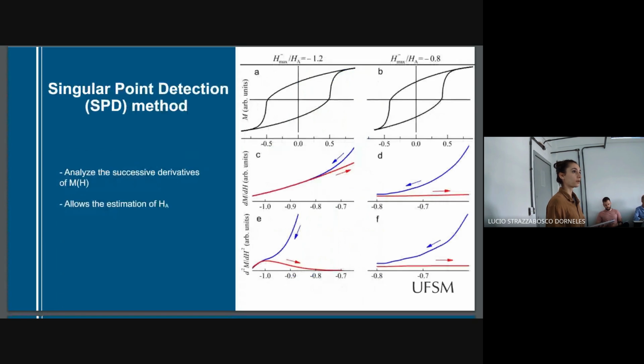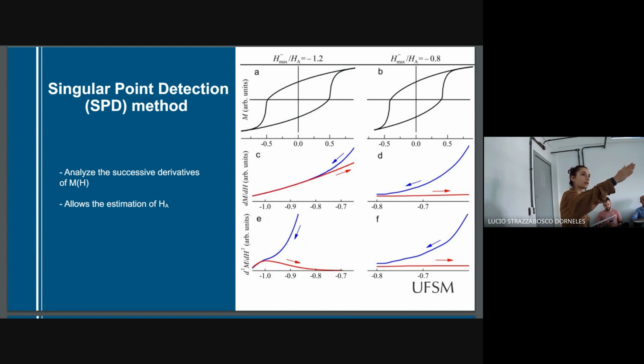I will talk about only one method, which is called singular point detection, or just SPD. With this method, we analyze the successive derivatives of our curve, or of our function. There we have two hysteresis loops, one on the left and one on the right. And just below we have the first derivative of a region of this graphic.